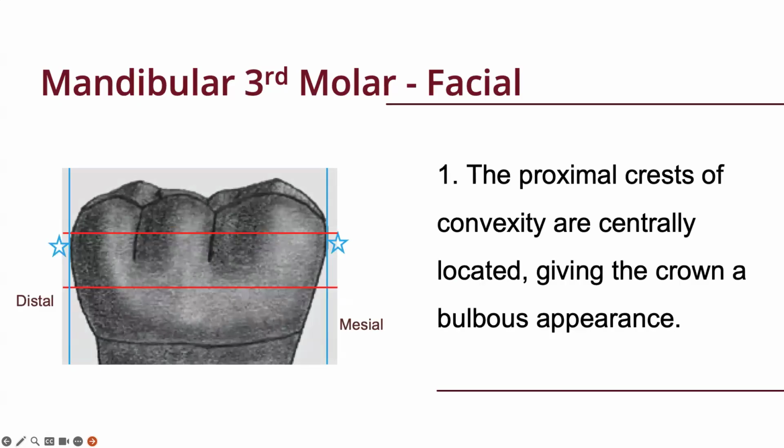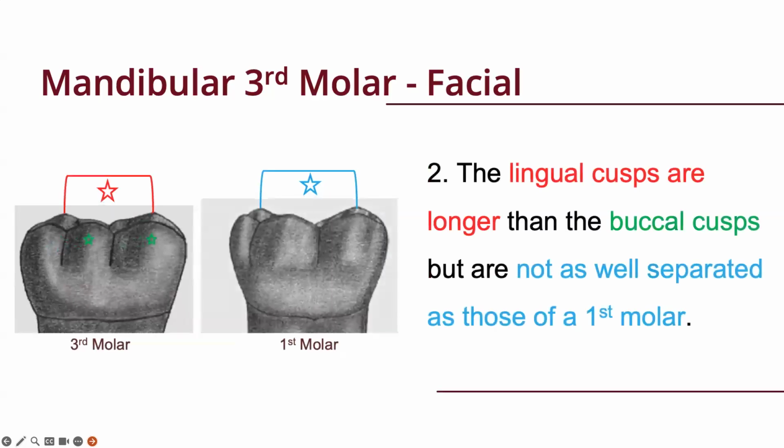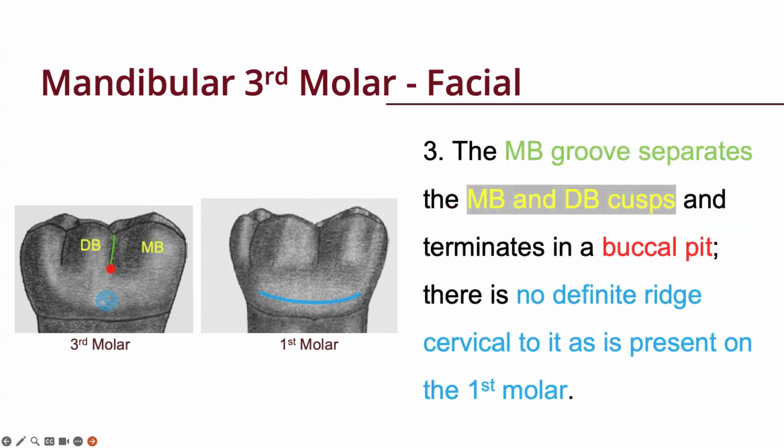Beginning with the facial aspect, the proximal crests of convexity are centrally located, giving the crown a bulbous appearance. The lingual cusps are longer than the buccal cusps, but are not as well separated as those of the first molar. The mesial buccal groove separates the mesial buccal and distal buccal cusps and terminates in a buccal pit. There is no definite ridge cervical to it as is present on the first molar.